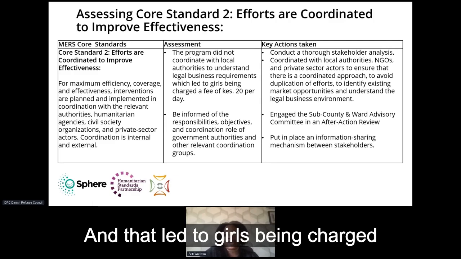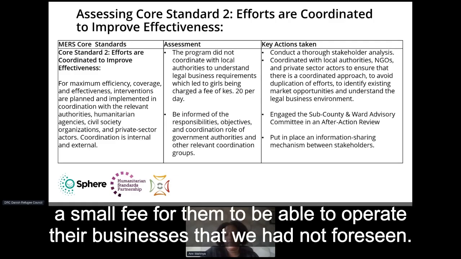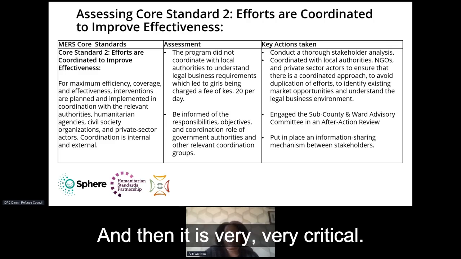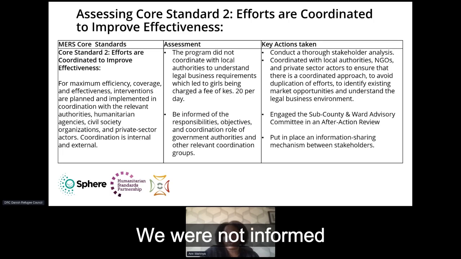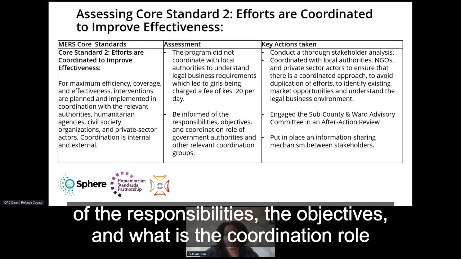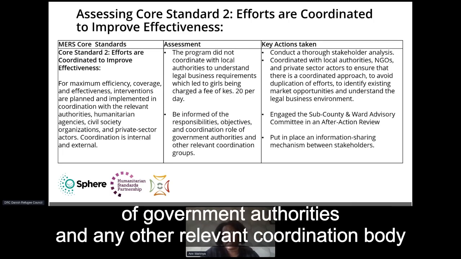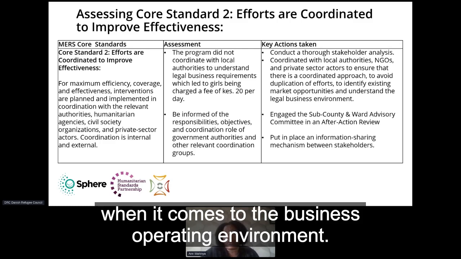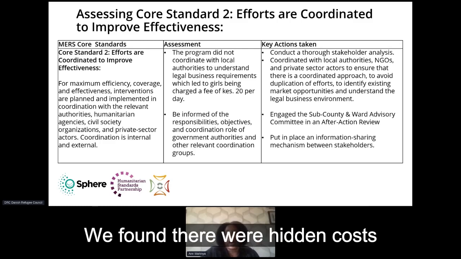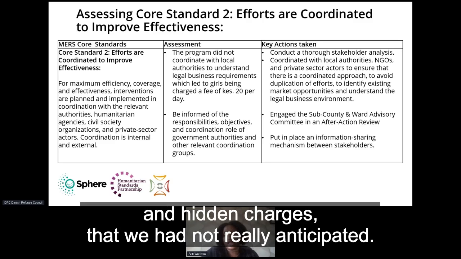And that led to girls being charged a small fee to be able to operate their businesses, which we had not foreseen. And then it is very, very critical. We were not informed of the responsibilities, the objectives, and the coordination role of government authorities and any other relevant coordination body when it comes to the business operating environment. We found there were hidden costs and hidden charges that we had not really anticipated.